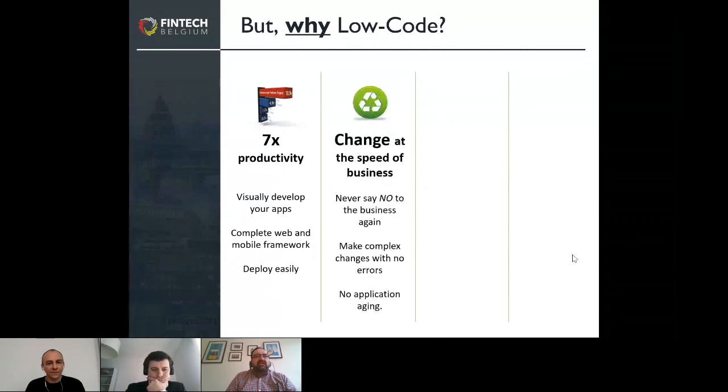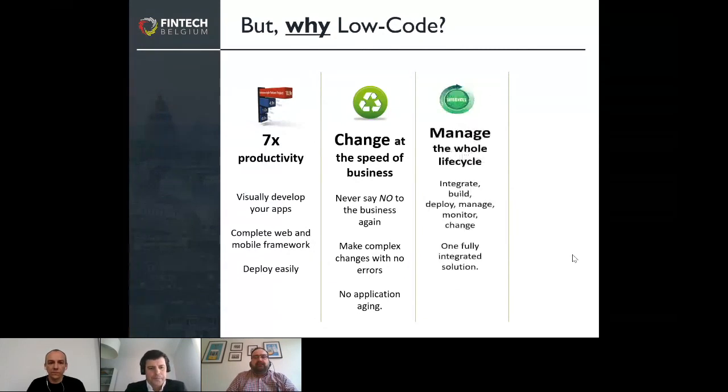Also, it will change at the speed of your business. As we have seen now with the current situation that we are all in, business changes very fast, and you need to have solutions that can change at the pace of weeks, not months or years.